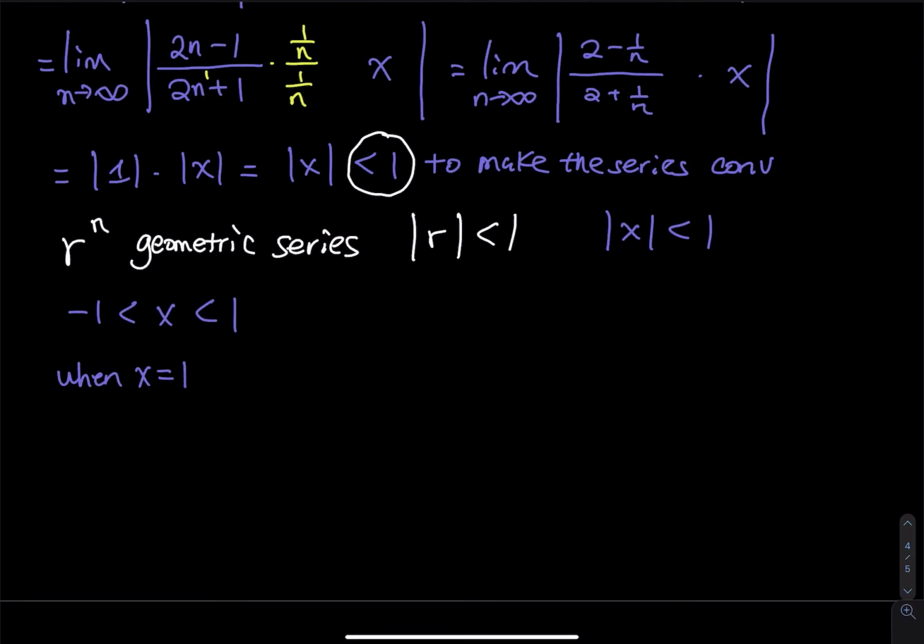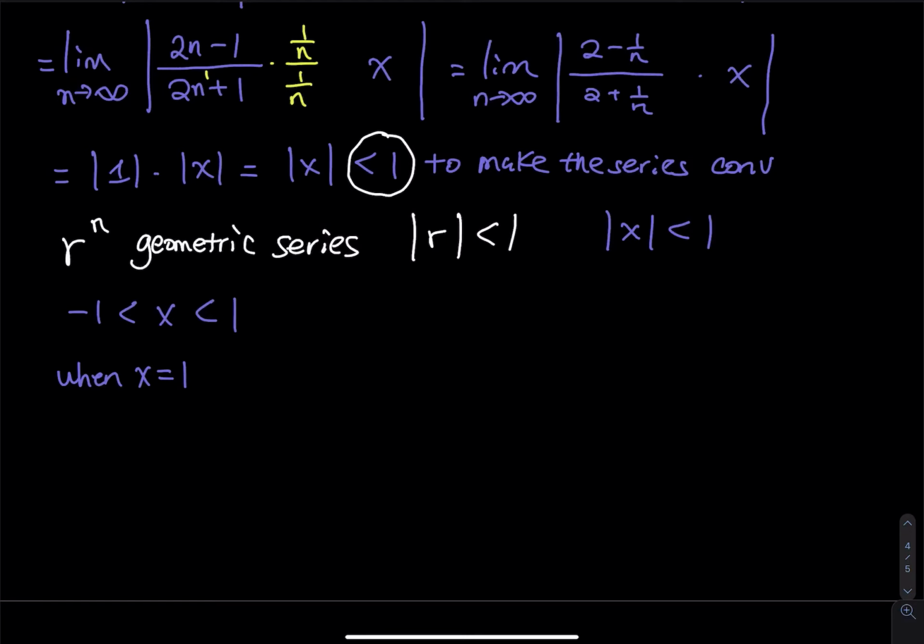We have to test the endpoints because for the interval of convergence, we cannot guarantee that the series is convergent when x equals 1 or when x equals negative 1. There is no guarantee. That's why after you figure out the inequality, you must test the endpoints.